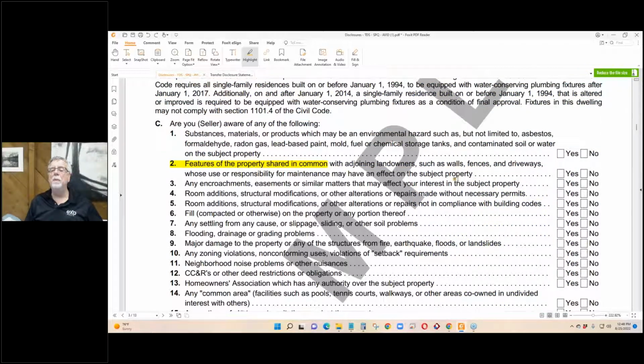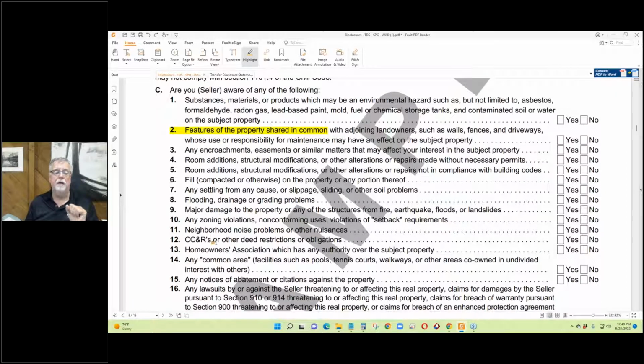But most houses, single-family homes, many of them have a shared fence, right? Sometimes there's shared walls. So if that's true, you would check yes. But I oftentimes see a bunch of no's here. But they should think about it. Neighborhood noise problems or other nuisances. If there really are, they should say yes.